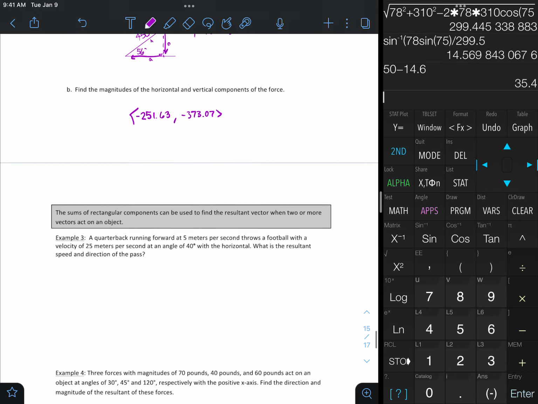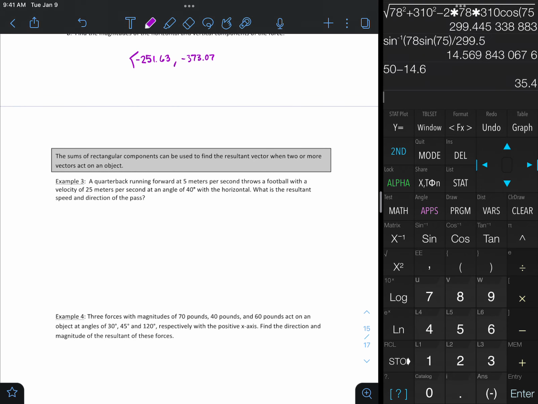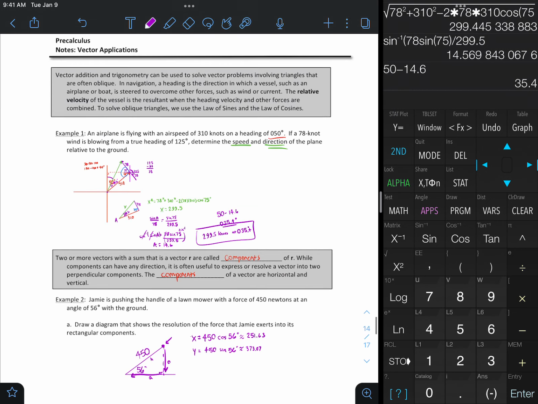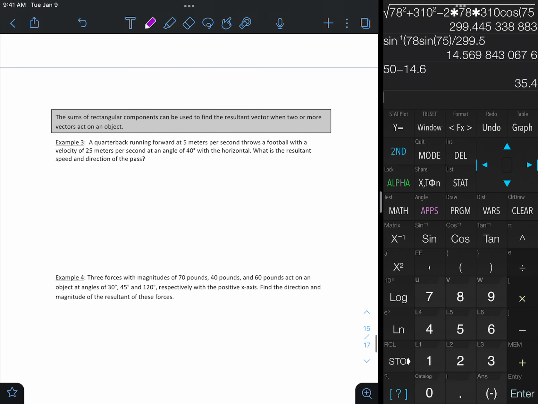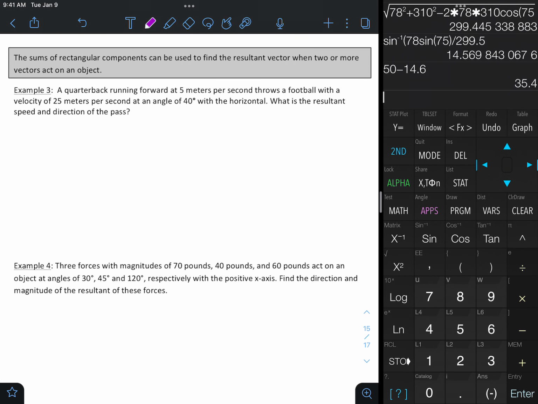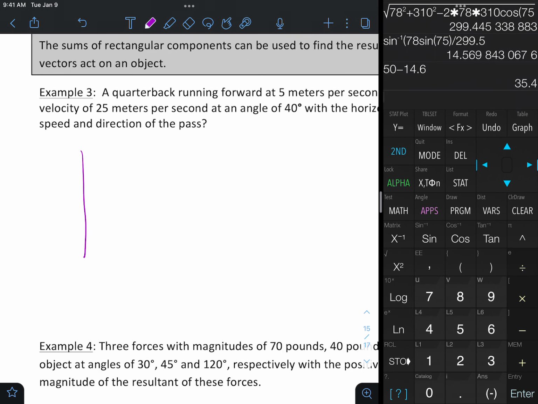This next section, we're going to use components to help solve a vector problem. You can still solve example 3 the way we did example 1 up here, but they want us to use components. The way I typically do this with multiple vectors is use the same picture, but you have different components for each vector. So let's draw one picture.